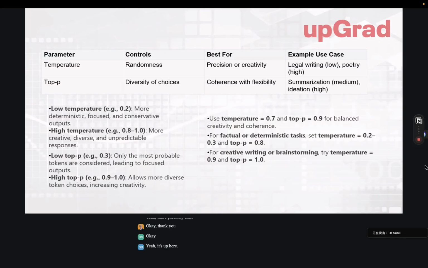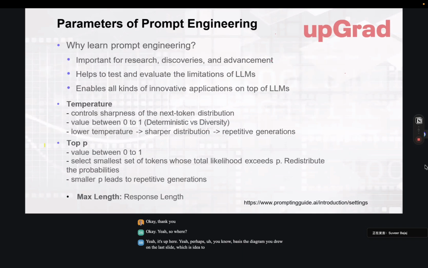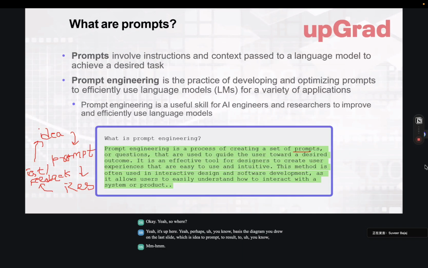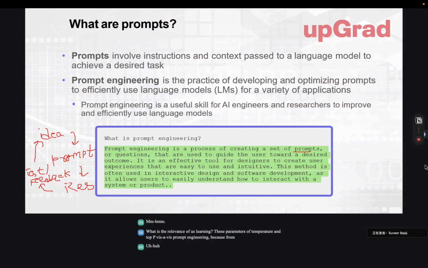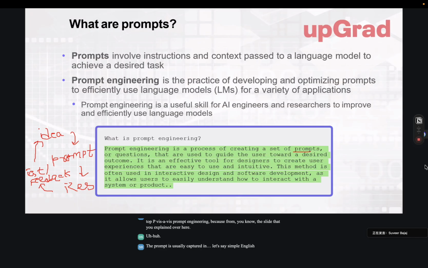Okay. Yeah, Prof, basis the diagram you drew on the last slide, which is idea to prompt to result to feedback loop, etc. What is the relevance of us learning these parameters of temperature and top P vis-a-vis prompt engineering? Because from the slide that you explained over here, the prompt is usually captured in, let's say, simple English when I want to express my idea to the LLM.